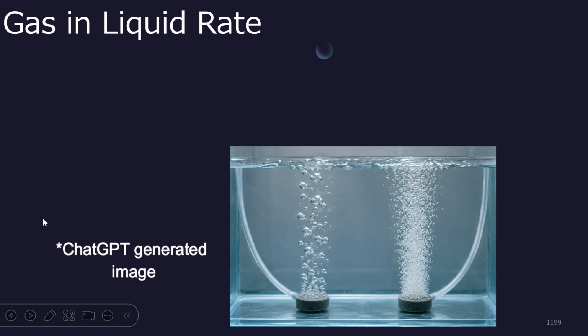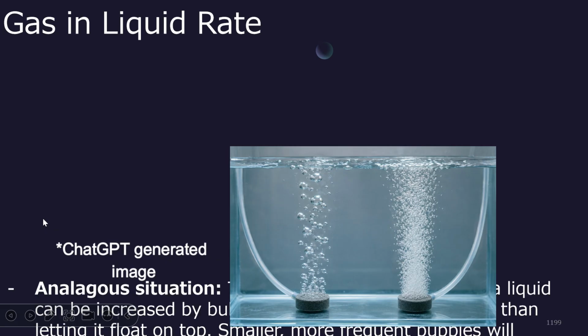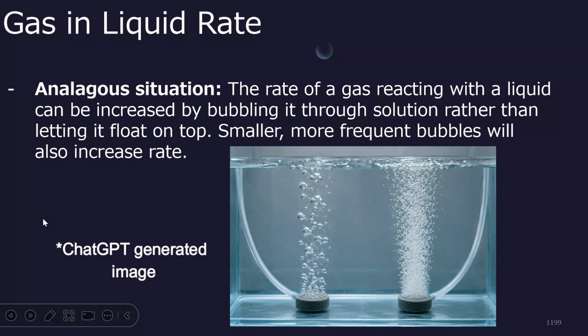Now, a similar idea to that, what if we're trying to react a gas with a liquid? We can bubble it through. This creates a phase difference. This is an analogous situation to the coal reacting with a gas, but the rate of a gas reacting with a liquid can be increased by bubbling it through a solution rather than letting it float on top, okay? If we want a liquid to react with a gas, we could just put a bucket of this liquid in a room with the gas, right? That's going to be extremely slow. If we want a quick reaction, use a bubbler and we'll get bubbles passing through. This will create much more surface area.